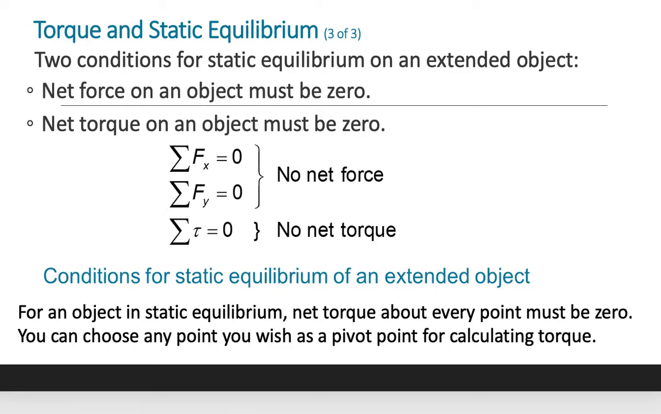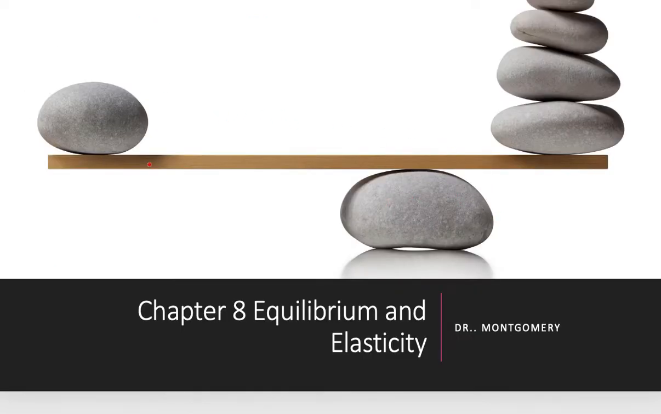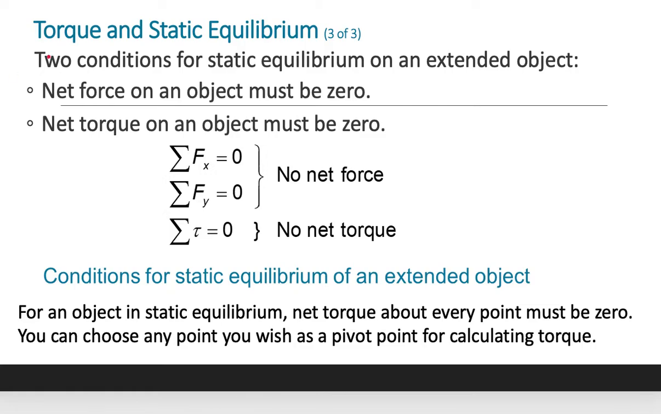Two conditions for static equilibrium on an extended object, such as these rocks and boards, is one, the net force on an object must be equal to 0. You will use Newton's second law, sum of the forces, and set them equal to 0. The second condition is that the net torque on an object must be equal to 0. You will use this criteria, number 2, sum of the torques must be set equal to 0.